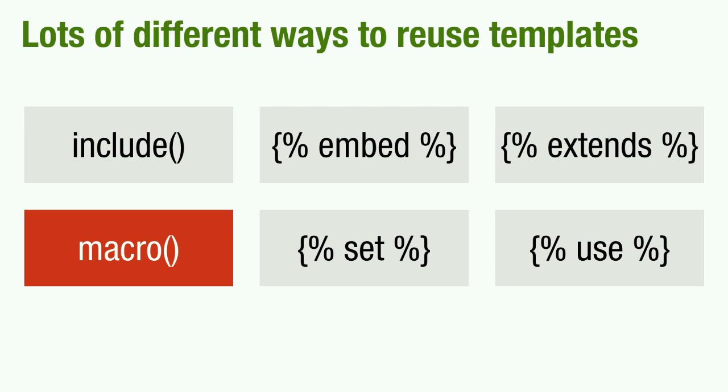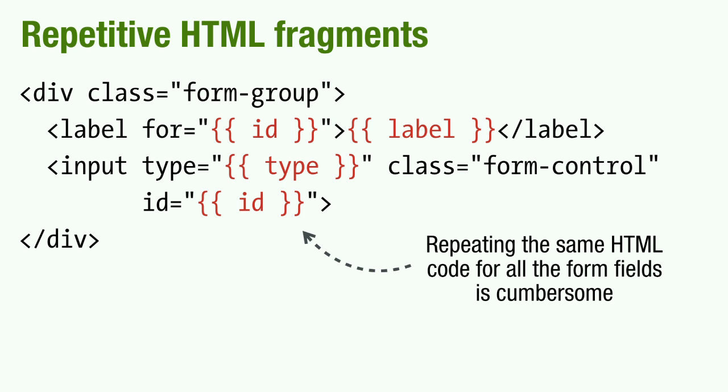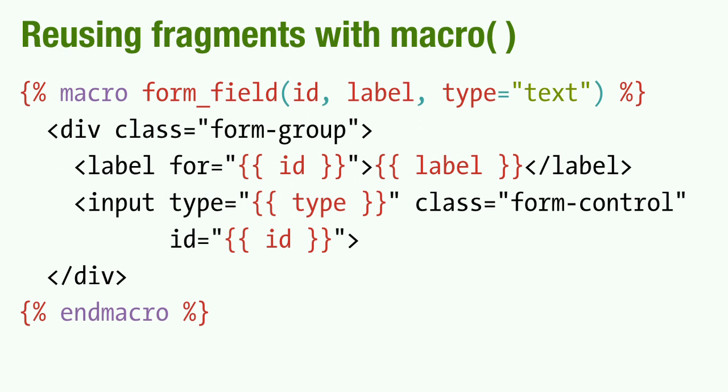Okay, a macro is a bit like an include, the big difference being that you want to be explicit about the variables you expect in the HTML snippet. So here, I could use an include for that kind of thing, but here I want to be able to customize the ID, the label, the type, and I want to be explicit about that. And you can do that with a macro, because a macro has a name and it takes some arguments, right? That's the big difference with the include. Yes, include can also take variables, but it's less explicit than macro.